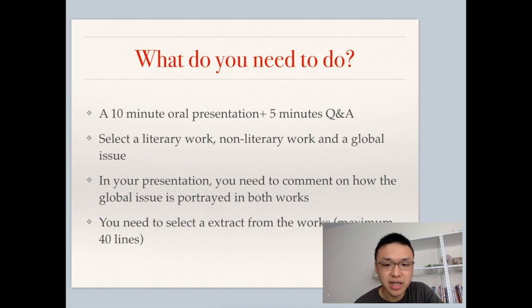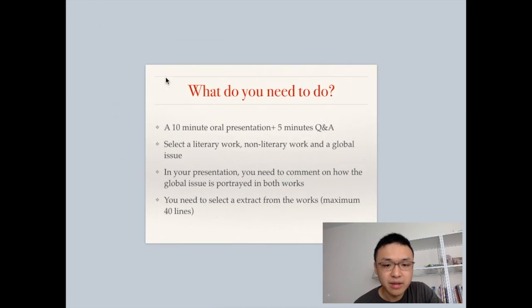But anyways, in your presentation, you need to talk about how the global issue is being portrayed in two works, the non-literary work and the literary work. The works you select are something you studied in your IB studies. One more thing: from the two texts, you need to select an extract. For example, if for the literary work you want to talk about The Great Gatsby, you need to select a passage or an extract from The Great Gatsby to comment on during your IO.